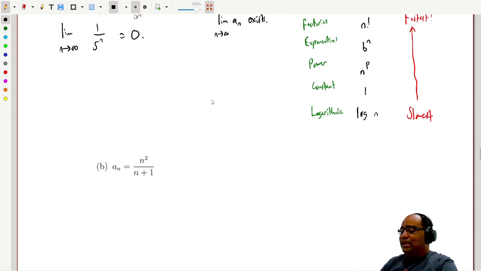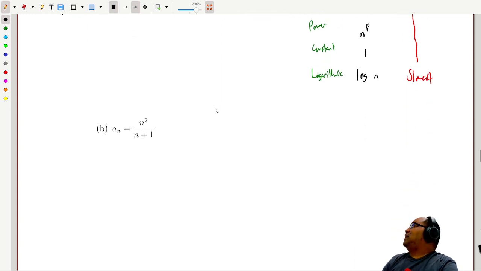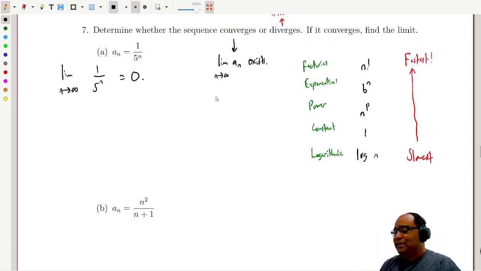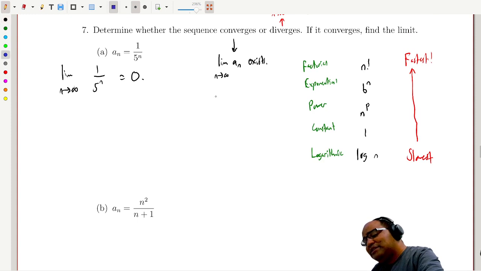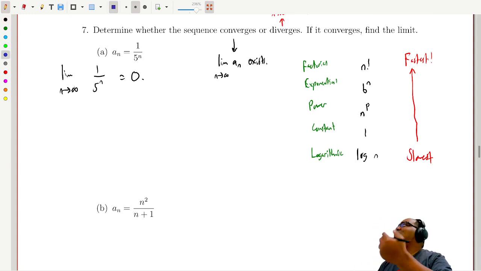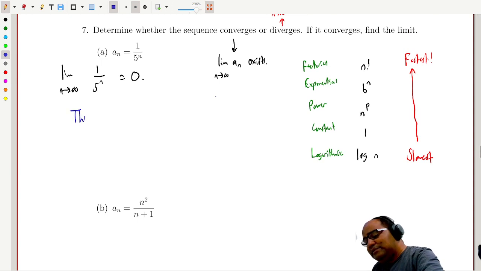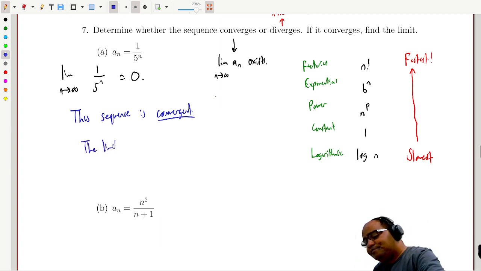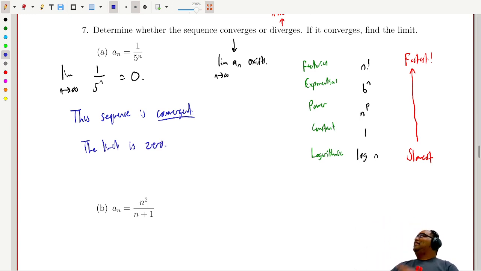How about this next one here? N squared over n plus 1. That's like a limit that we saw in Calculus 1, right? And we did something like this before. Oh, and by the way, before I forget, the idea is not just to find the limit, we need to classify convergent or divergent. This sequence here is convergent, because the limit exists. The limit is 0. So again, if the limit exists, that means we have a convergent sequence.